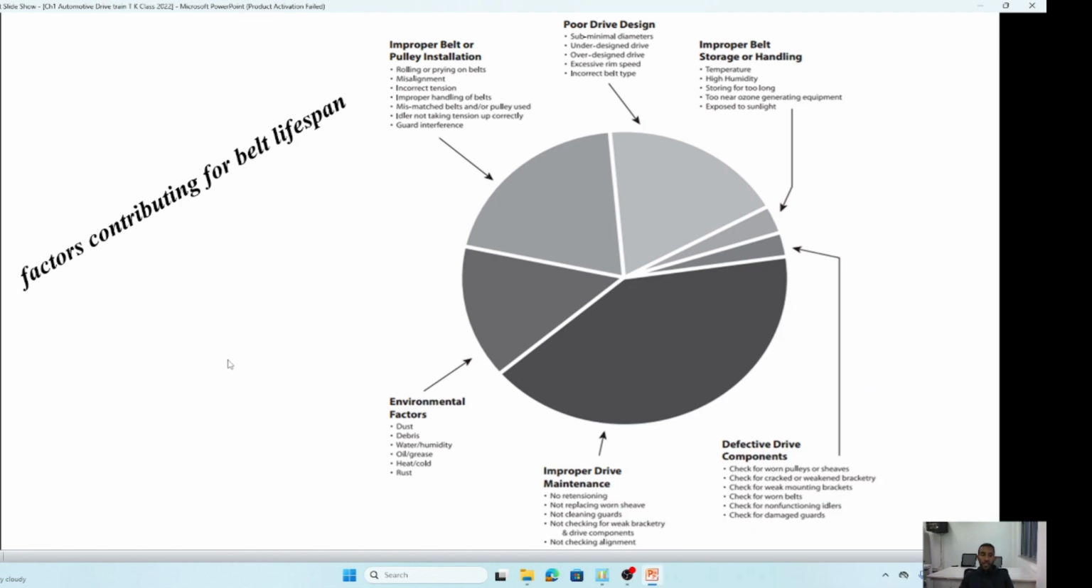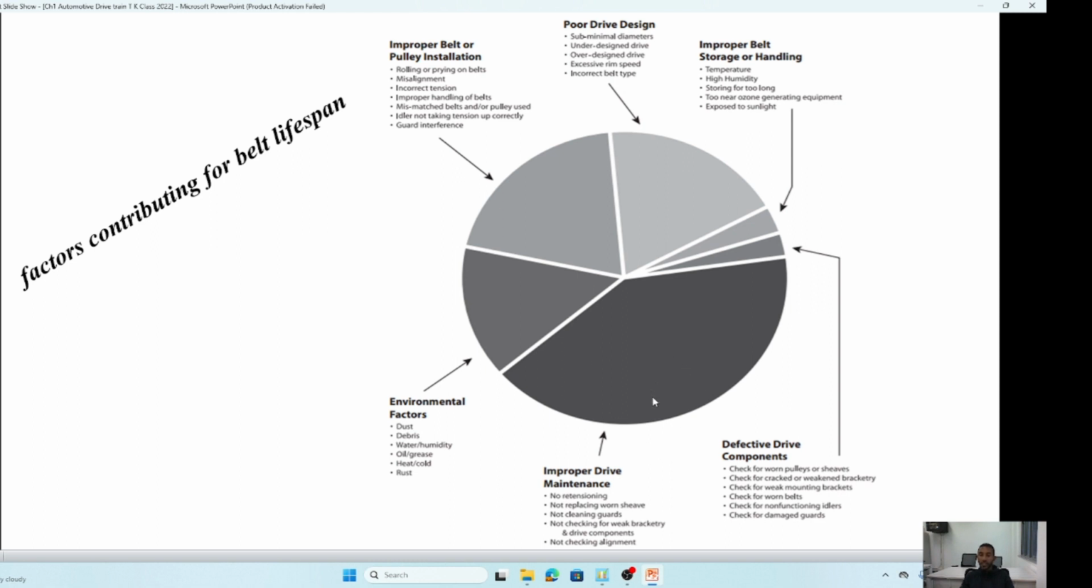This one is factors contributing to belt lifespan. If you want to have a longer lifespan of the belt, you must consider these parts. First, defective drive components will lower the lifespan of the belt. For example, the pulley, the brackets, the mounting, and the non-frictional idler. Damaged guards will cause shortening of the life of the belt.